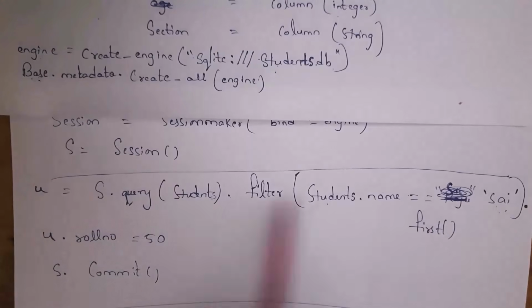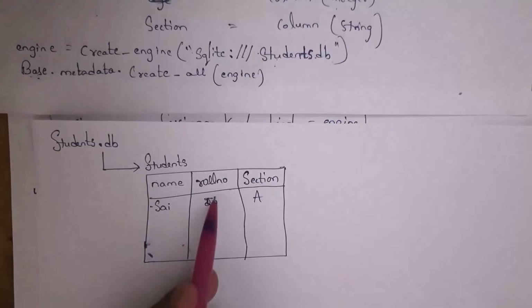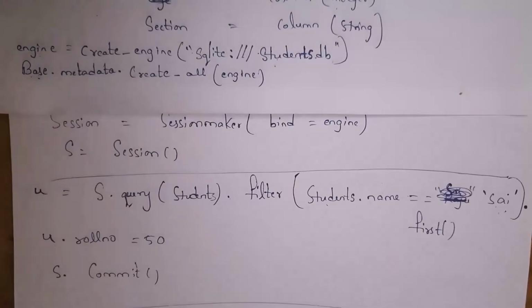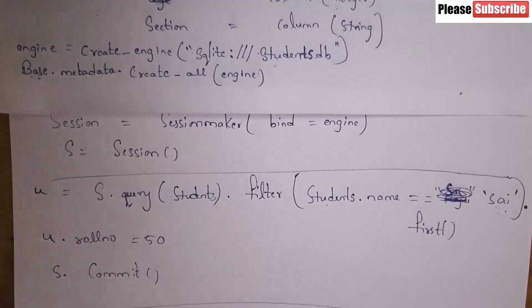And I want to change this Sai roll number from 20 to 50. So my data is present in variable u. So just write here u dot roll number equal to 50. So whenever you write here u dot roll number equal to 50, it will change Sai roll number from 20 to 50. In order to commit above operation, just write here s dot commit. This is update operation.